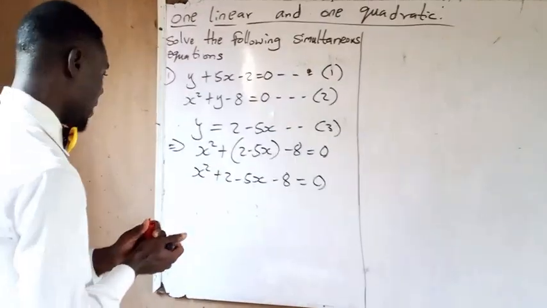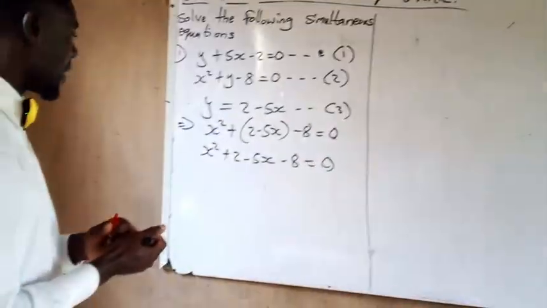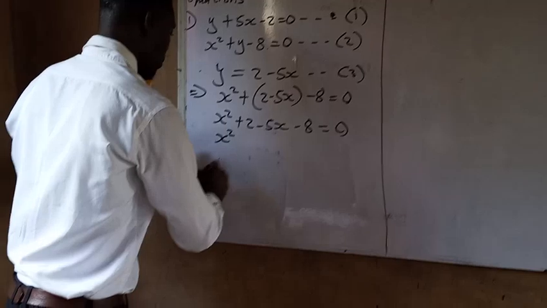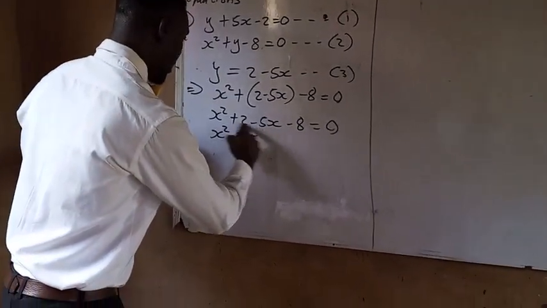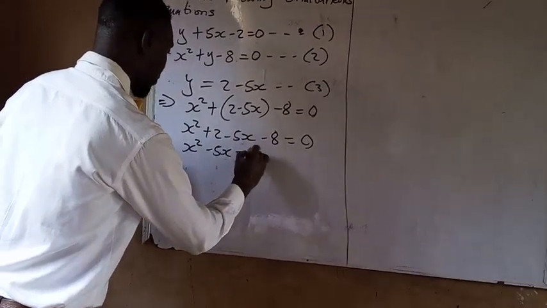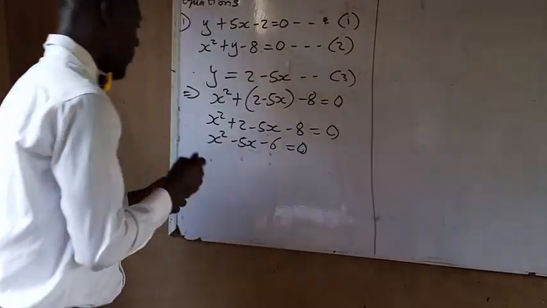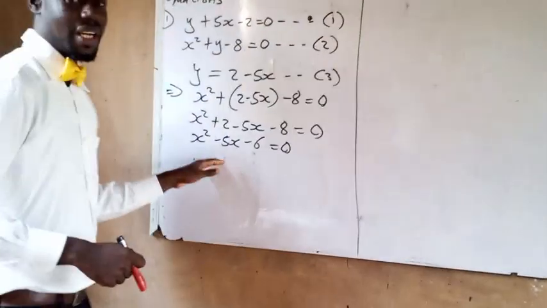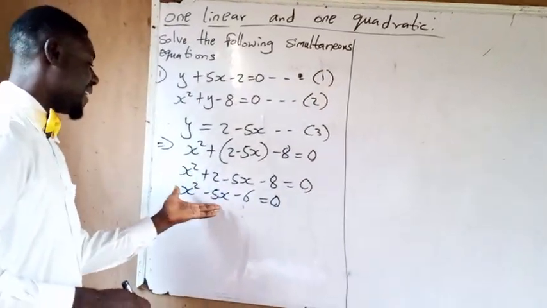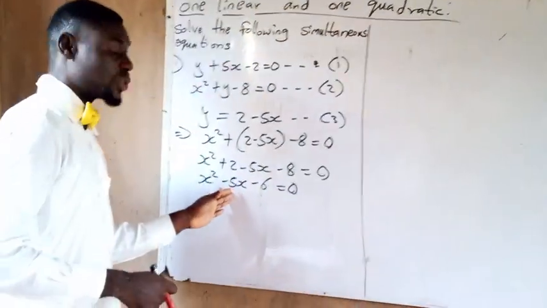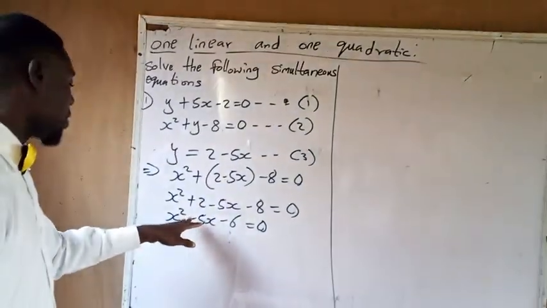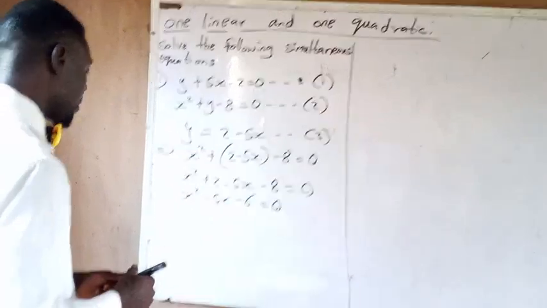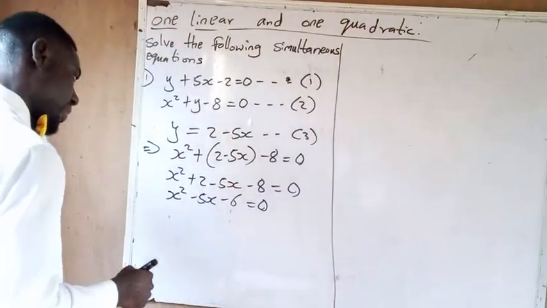Now let us collect like terms. There is no possibility of collecting like terms, so let's subtract. We have x squared, we have minus 5x, then if you take 8 from 2, you have minus 6 equals 0. At this point, we have a quadratic equation, and we can use either the graphical method, the factorization method or the formula method. Now let us use the factorization method.